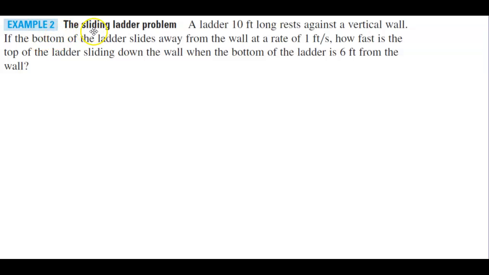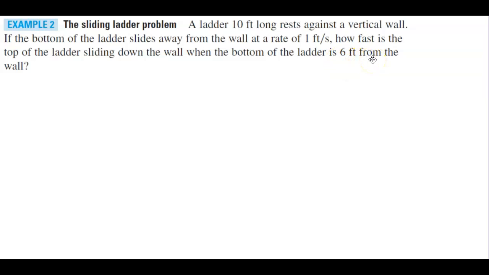Example 2, the sliding ladder problem. A ladder 10 feet long rests against a vertical wall. If the bottom of the ladder slides away from the wall at a rate of 1 foot per second, how fast is the top of the ladder sliding down the wall when the bottom of the ladder is 6 feet from the wall?